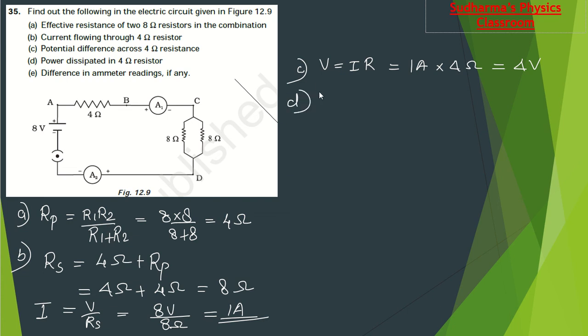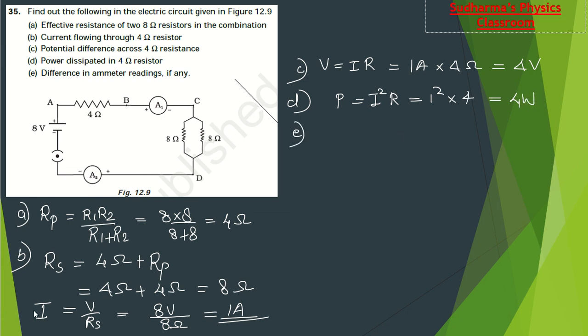Question D, power dissipated in the 4 ohm resistor. P equals I square R. So I square, 1 square into 4. They are asking for the 4 ohm resistor. So we'll be getting the power as 4 watt.